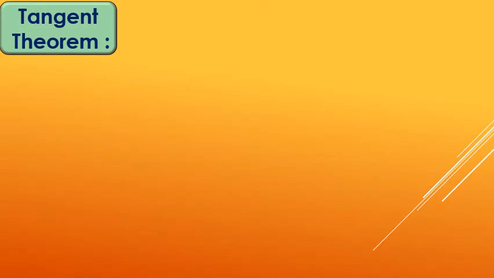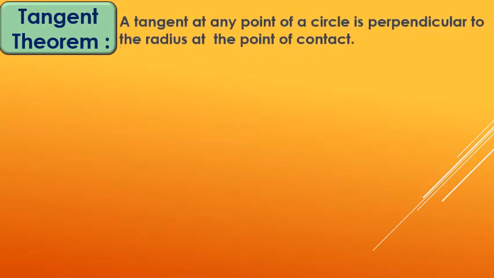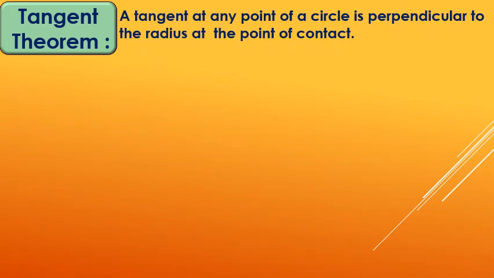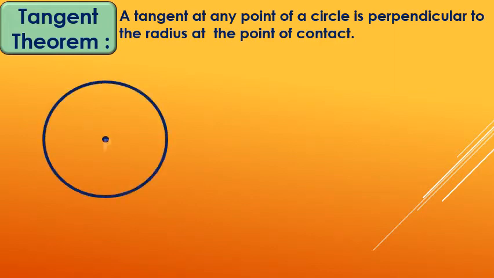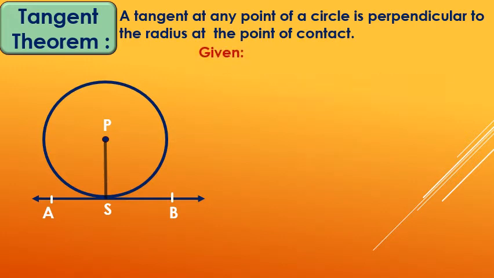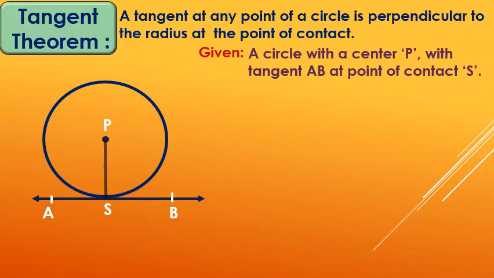Yes, first theorem, tangent theorem. A tangent at any point of a circle is perpendicular to the radius at the point of contact. Yes, students, first we will draw a circle with center P. And this is a tangent drawn to the circle and the point of contact is S and PS is radius. Okay, we will write now stepwise. Given a circle with a center P with a tangent AB and the point of contact is S.